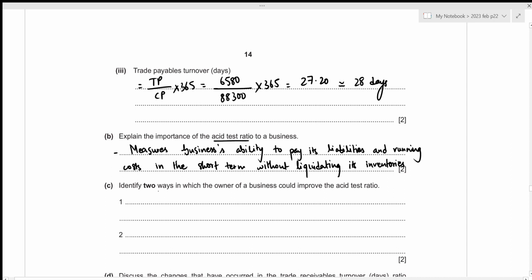Okay, now for the next part, we need to identify 2 ways in which the owner of a business could improve the asset test ratio. So the formula is current assets minus inventory divided by current liabilities. For this ratio to improve, either this factor needs to increase or this factor needs to decrease.